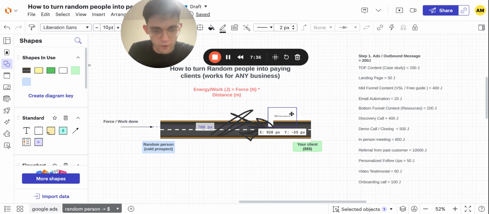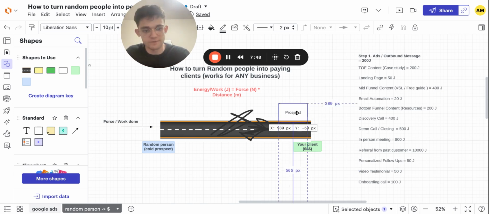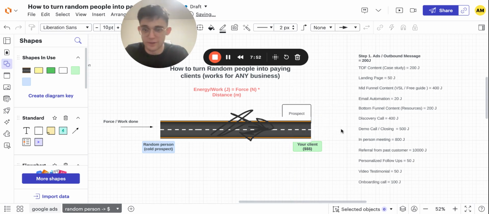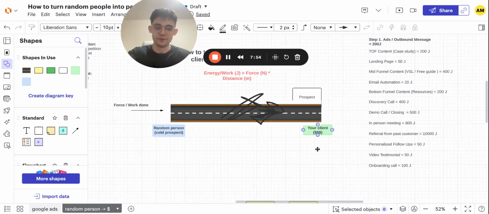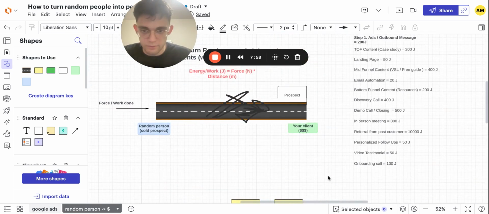Finally, we got an onboarding call, right? So you're actually onboarding this person into your system, you're delivering the service, setting the expectations for how it's going to be. And at that point, they might be your paying client or not. You never know.